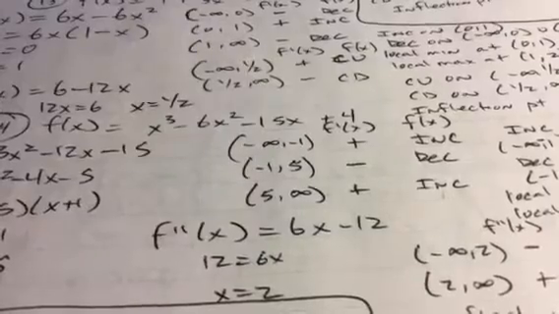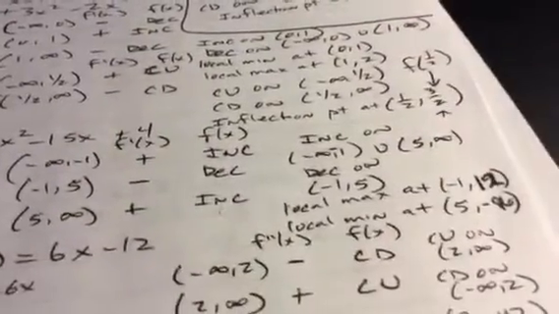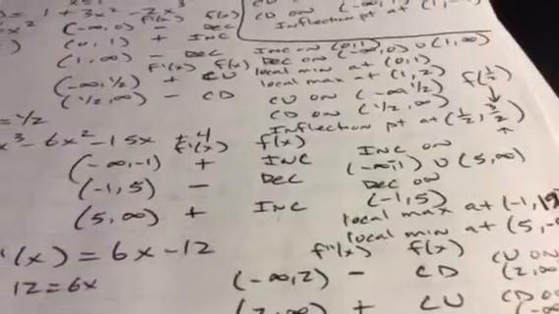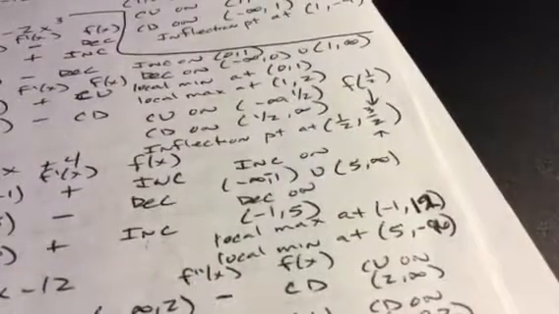Plug in 0 to your middle one. Plug in -2, 6, whatever you want. 2 intervals of increasing, 1 interval of decreasing. When it goes from increasing to decreasing, that is a maximum point. So plug -1 into your original function, f of x. You get -112. That's your maximum point.